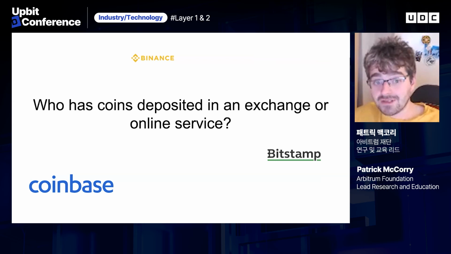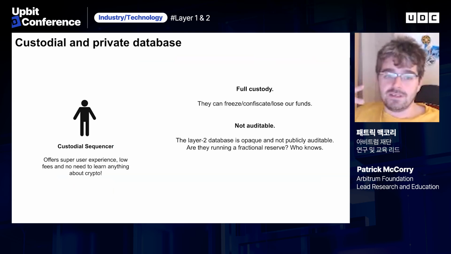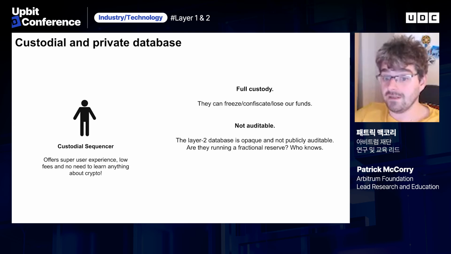The reason why I mention it is because when you think of a cryptocurrency exchange from a systems perspective, there's two things to highlight. One, it's fully custodial. They can freeze, they can confiscate, or they could just lose your funds. And we've seen several examples now of custodial systems losing customers' funds, not out of malice, just by incompetence as well, as we're going to see.